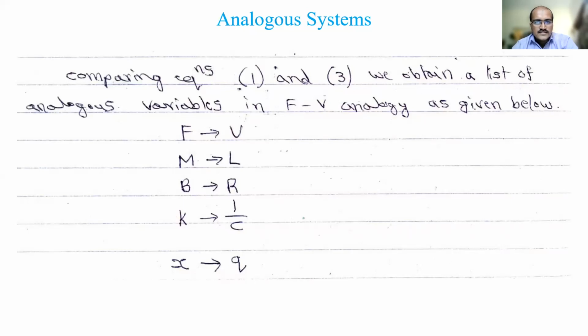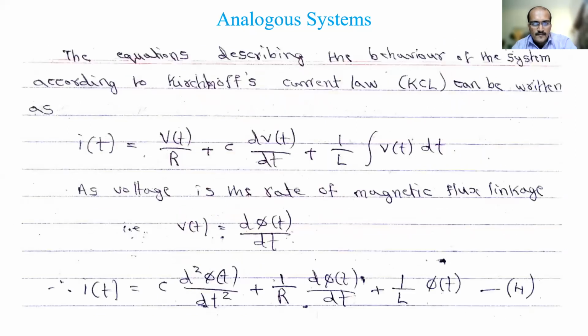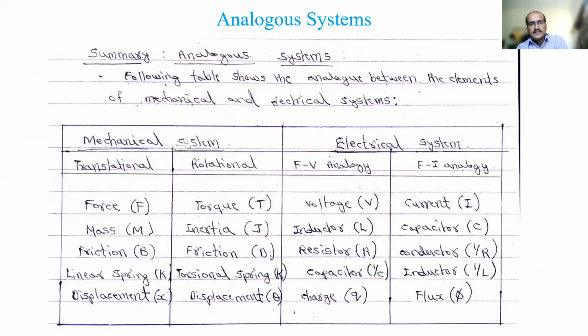Similarly, for the FI analogy, I have taken a parallel electrical system and written the KCL equation. Wherever voltage is there, I have substituted the rate of magnetic flux linkage, and I got equation 4. I compared that with equation 1 or 2 and got the FI analogy analogous variables. These two tables are very important for solving the problems in module 1. I have summarized it here.